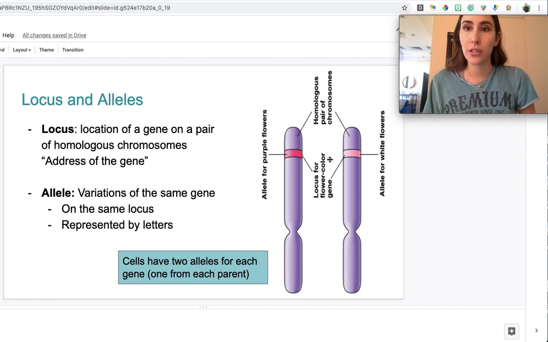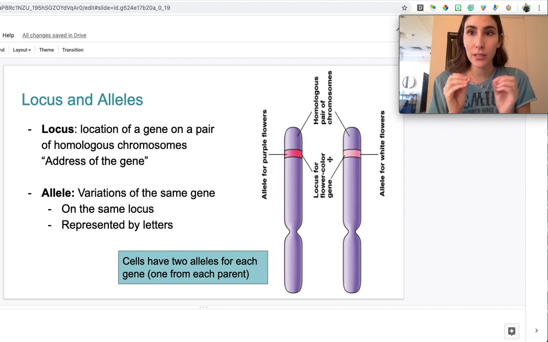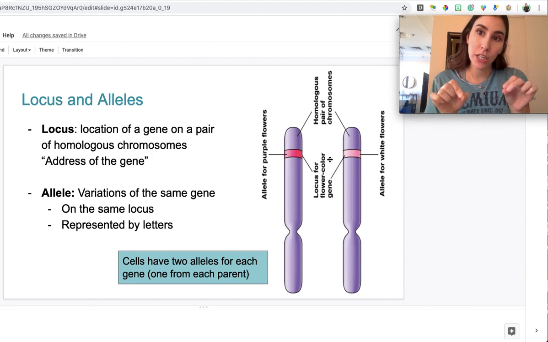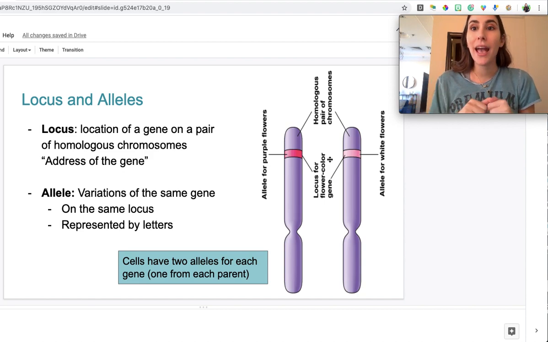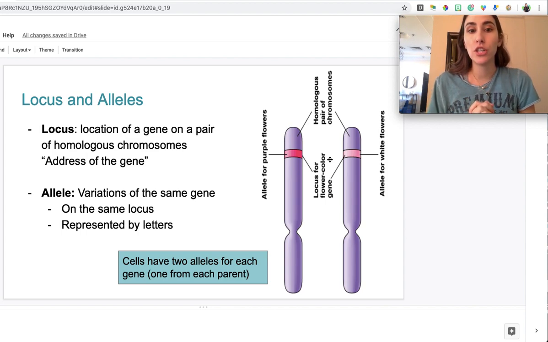So in one of the learning targets, you were asked to basically relate the terms gene, locus, and allele together. This is how we do it. A gene, you can say, is a segment on a chromosome. A locus is the location of the gene on a homologous chromosome, and an allele is a variation of that gene. In this case, we saw two different variations, purple and white. And what is the gene? Flower color.